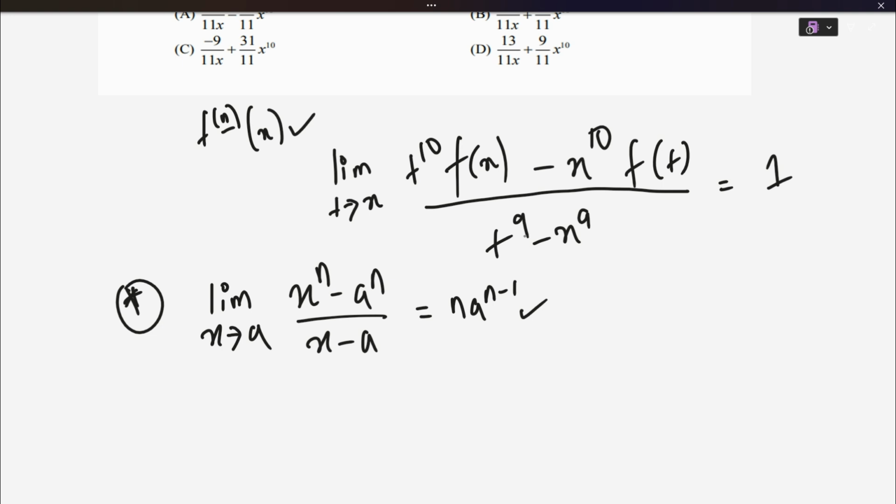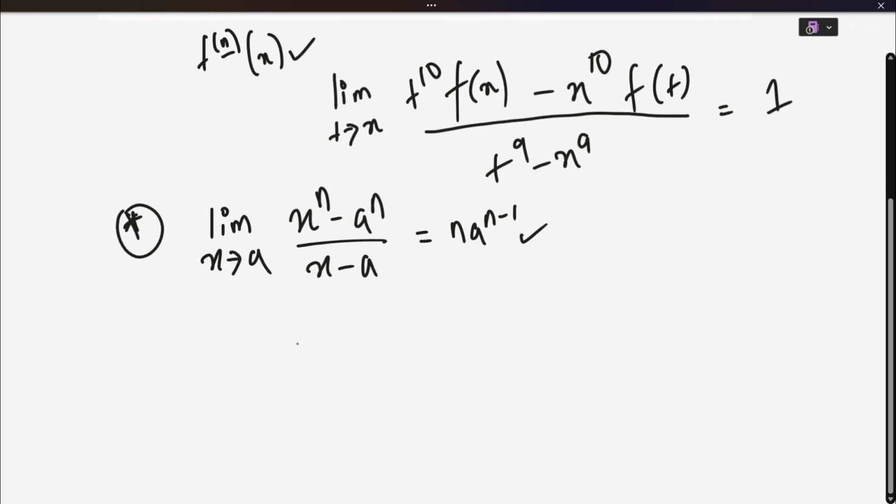Because of the pattern. We have a t to the power 9 minus x to the power 9. We also have t to the power 10 into something minus x to the power 10 into something. So this x to the power n minus a to the power n appears in the denominator, and it appears in a disguised way in the numerator as well. Also, this fact can be used, and if we cannot use it directly, we would find a way to use it indirectly. So how do we do that?